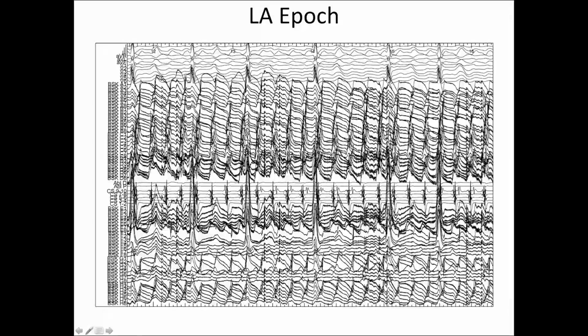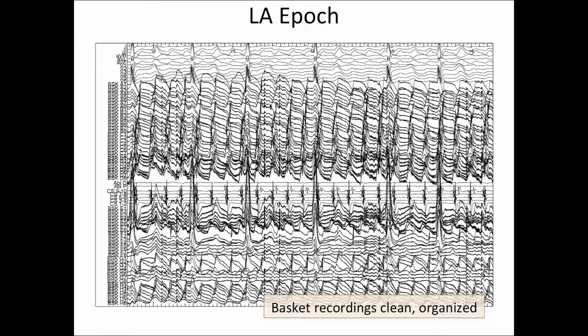This is recordings from the basket catheter, 64 unipolar recordings shown up here. We'll go over this in a little more detail in subsequent slides. But I want to point out that our basket recordings are rather clean. There's a little bit of 60 cycle in the background, but they're pretty clean and pretty organized, whereas the coronary sinus recordings are a little more disorganized. This is not an unusual situation in our experience. And of course, the surface ECG is quite clearly fibrillatory.